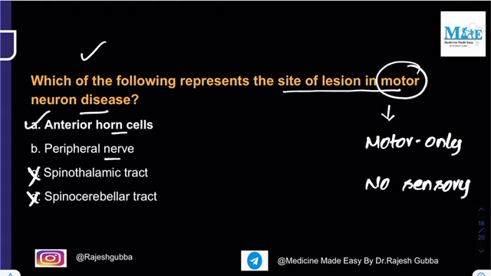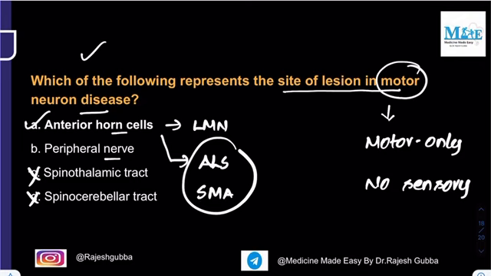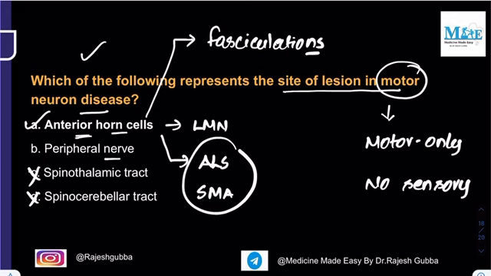But between these two structures, the most common structure affected in motor neuron disease will be the anterior horn cell. And this anterior horn cell is a part of the lower motor neuron. In amyotrophic lateral sclerosis as well as spinal muscular atrophy, you have the involvement of the anterior horn cell. And because of the involvement of the anterior horn cell, what will be the clinical manifestations? That will be in the form of fasciculations, right? This is what you see in patients with motor neuron disease. So the very important structure affected is the anterior horn cell, and the pathognomonic feature due to anterior horn cell involvement will be the development of fasciculations.